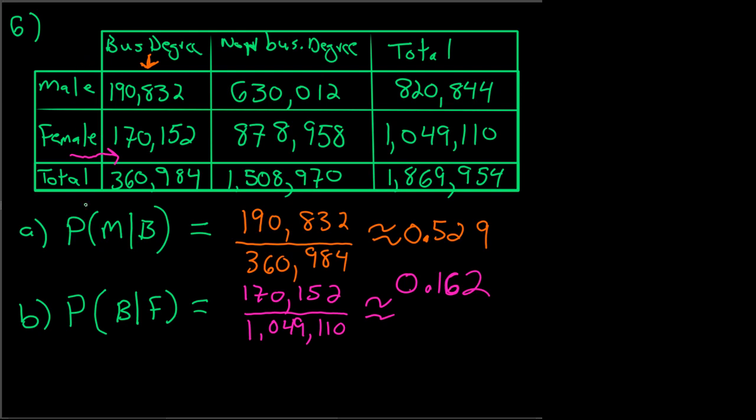And the thing to note is your first condition, your given condition, is either going to be a column or a row in your data. And so for this first one, right, given the business degree, I'm picking from this column. It's important to have the totals for each column and for each row.